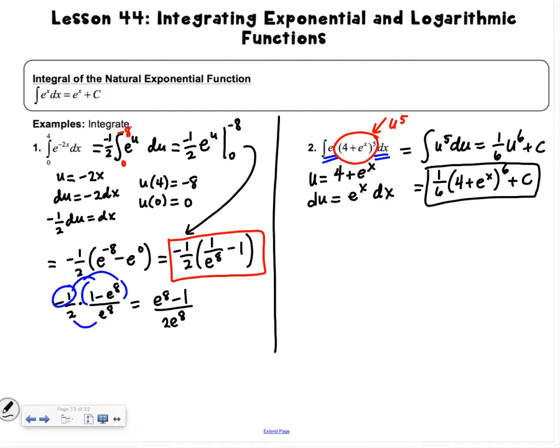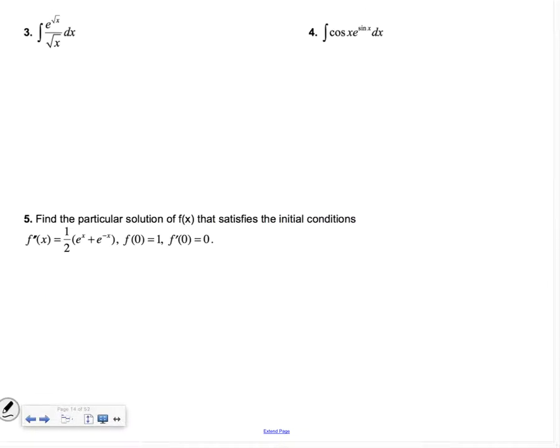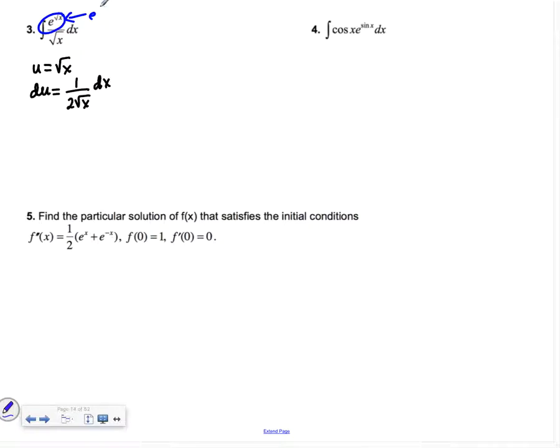All right, so let's try a couple more with the e's. Any ideas on what to make u? I heard someone say it, square root of x, yep. du, we just had this on your derivatives drill. 1 over 2 root x, exactly. Or you could write it as 1/2 x to the negative 1/2. So we're really close here. Like this part is e to the u. But then we still have a 1 over root x dx, right?